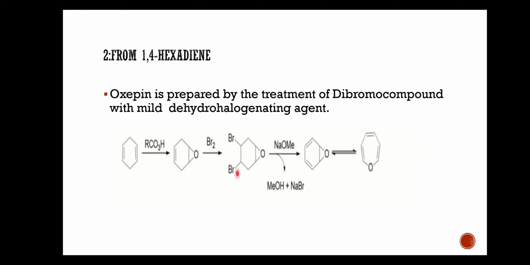1,4-hexadiene on treatment with peracid gives a monoepoxide, which on bromination gives a dibromo compound, and in the presence of a mild dehydrohalogenating agent it gives oxepine. Here the base sodium methoxide causes elimination of bromine, and then oxepine formation occurs.